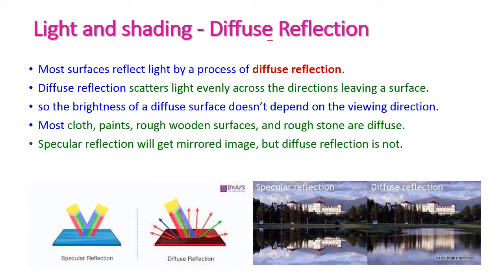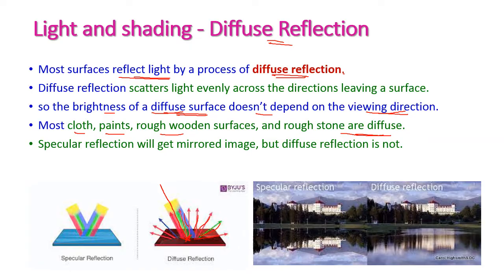Diffuse reflection. Most surfaces reflect light by the process of diffuse reflection. That means when light comes here, it hits the object, then the light is reflected in almost all directions, so that we get a diffused image. The brightness of a diffuse surface does not depend on viewing direction, so it reflects in all directions. Most clothes, paint, and rough wooden surfaces give diffuse reflection.